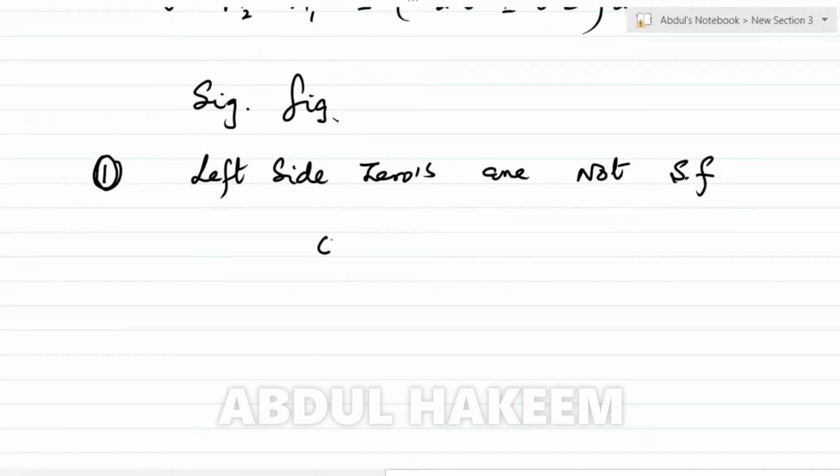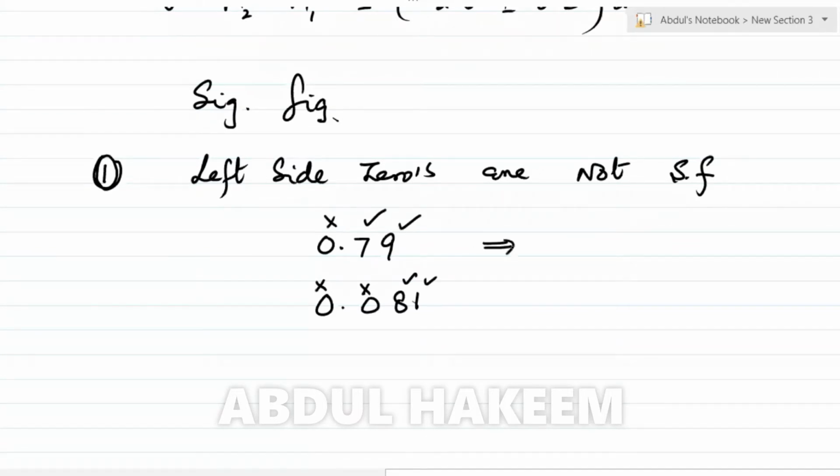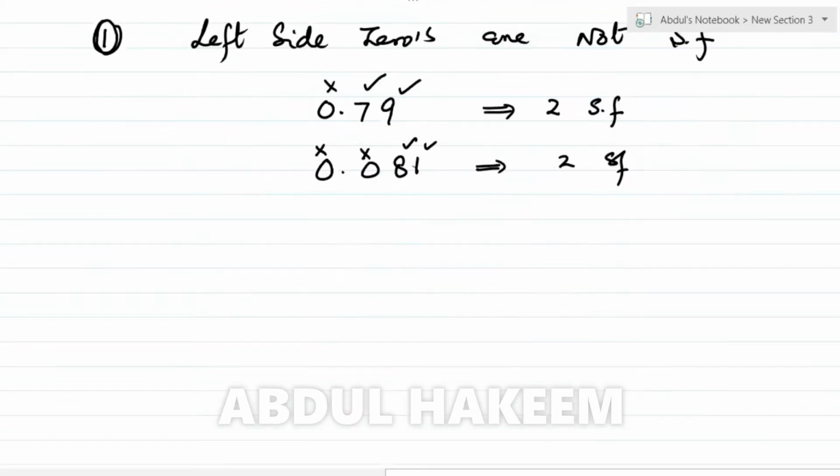For example, 0.79, 0.081. So this is not significant, not significant, not significant, this significant, this significant. So this is written in two significant figure. This is also written in two significant figure. And the next, suppose 0.789, not significant, significant, significant, significant. So this is three significant figure.